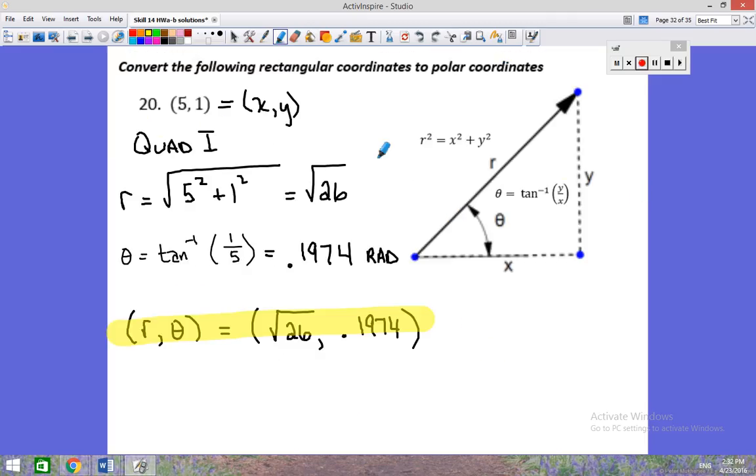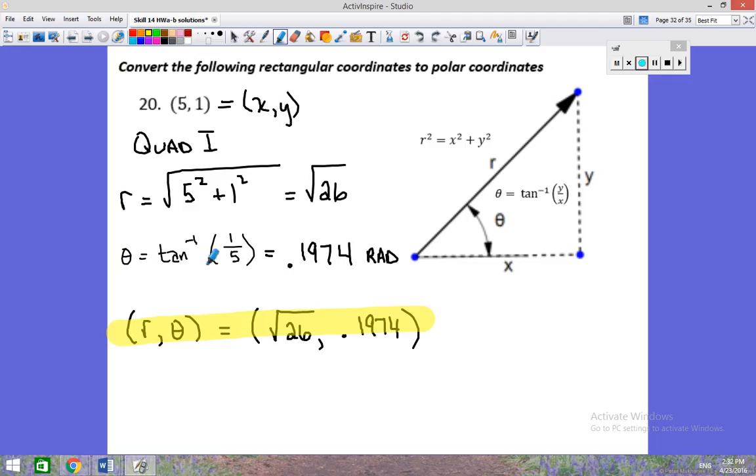All right, so here again in number 20, we're given rectangular coordinates. We want to convert it to polar. 5 comma 1 is in the first quadrant. I know that the reference angle is actually going to be theta, it's its own reference angle. It's going to be my answer. The radius is the square root of 5 squared plus 1 squared, radical 26, and I couldn't simplify that.